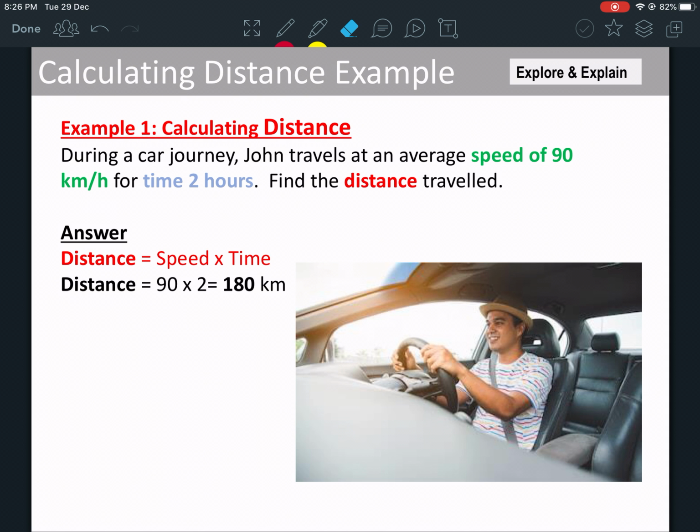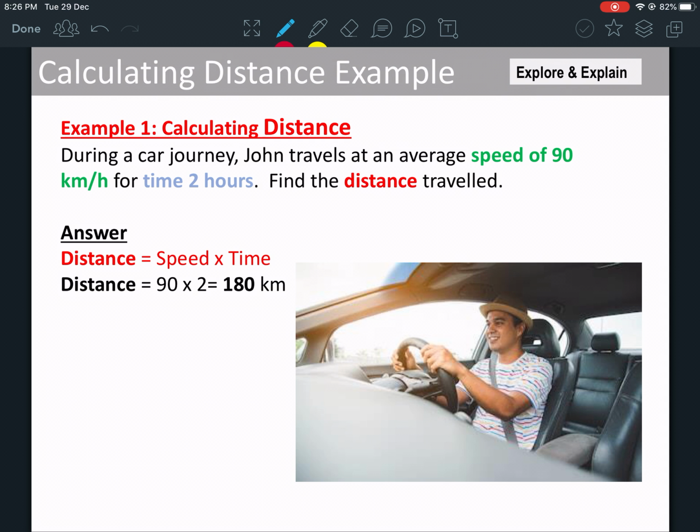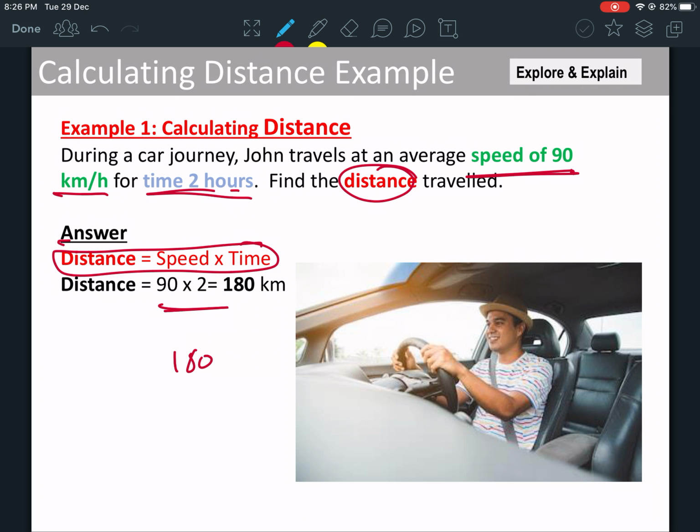Let's see the first example. Calculating distance. So you have a car journey. John travels at a speed of 90 kilometers per hour. He drives for 2 hours. We need to find the distance. So it's easy. You put the formula, distance equals speed times time. So that would be 90 times 2. That would be 180. And it would be kilometers, because they told you the speed is kilometer per hour. So it cannot be meter. You have to use kilometer here.